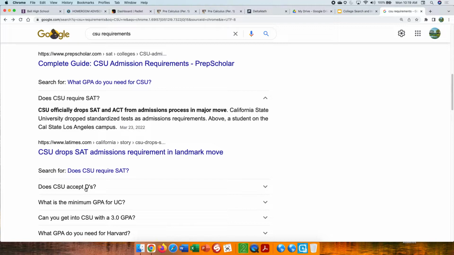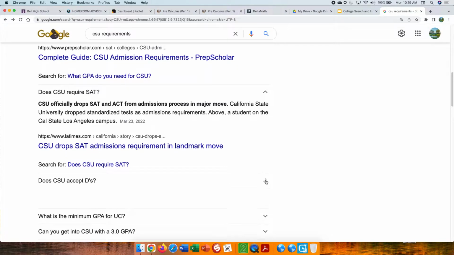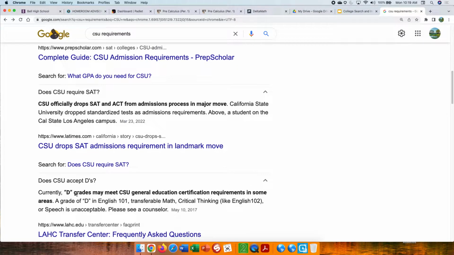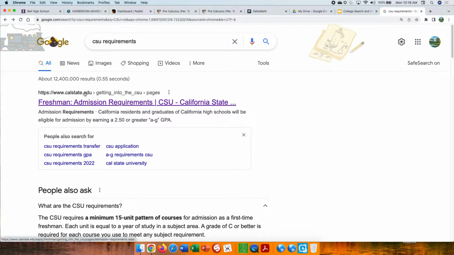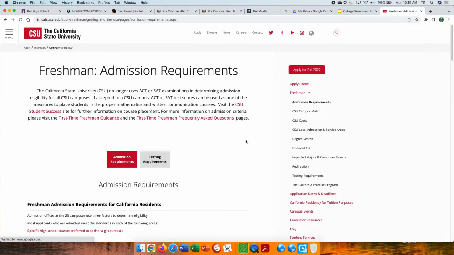Does CSU accept D's? What do you guys think? Does CSU accept D's? Nah. D grades may meet general education certification in some areas. But then it all calculates into your GPA. Okay. Anyways, let me go into this website. Let me tell you which ones you're gonna take a picture of and which ones we're gonna add on to our slides.